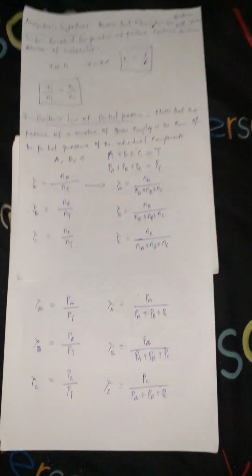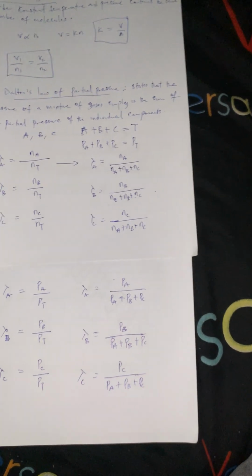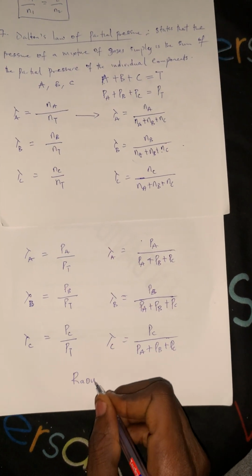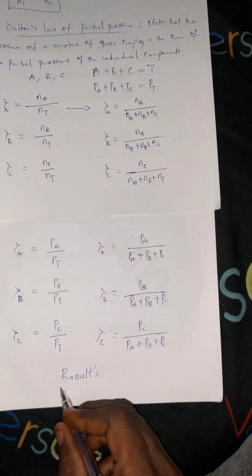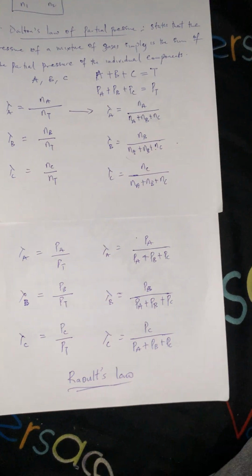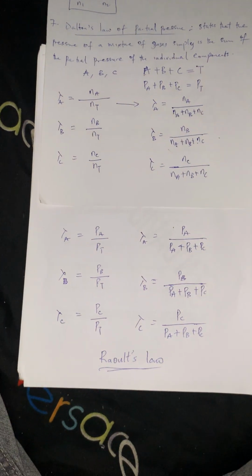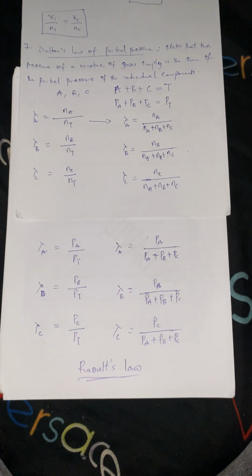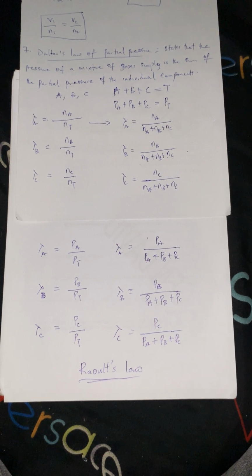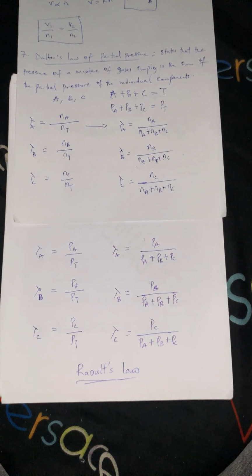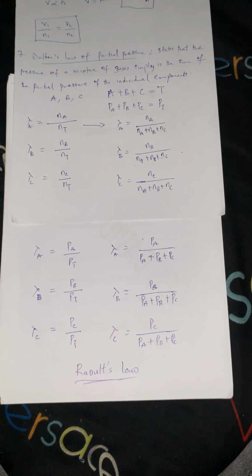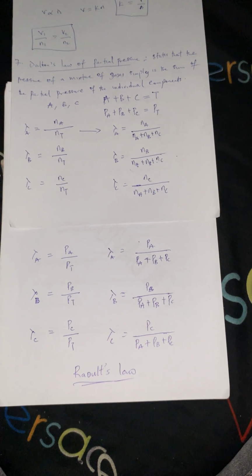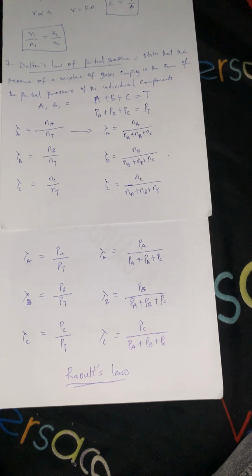I will not bother to explain Raoult's law, because Raoult's law also explains these similar things. Raoult's law is also similar to Dalton's law of partial pressure. They both say the partial vapor pressure is equal to the mixture of the individual pressure multiplied by the mole fraction. So that is what Raoult's law also explains. So I may not bother to explain Raoult's law.